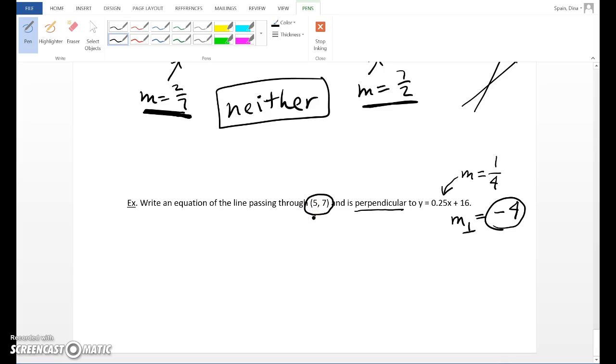At this point in the problem, you can use point-slope form or you can use slope-intercept form. Either one. You know I like point-slope form, so that's what I'm going to use. y minus y1 is equal to the perpendicular slope, not the exact slope of this one, but the perpendicular, -4(x - 5). Just be careful when your slope is negative and you're distributing, that you distribute a negative number. Watch your signs.